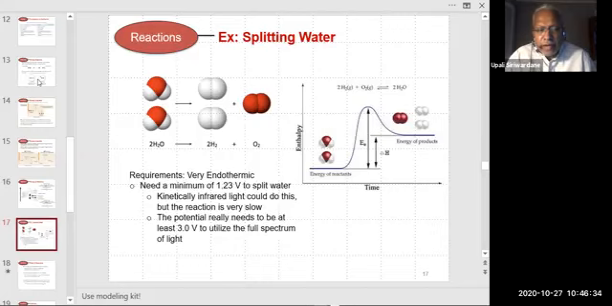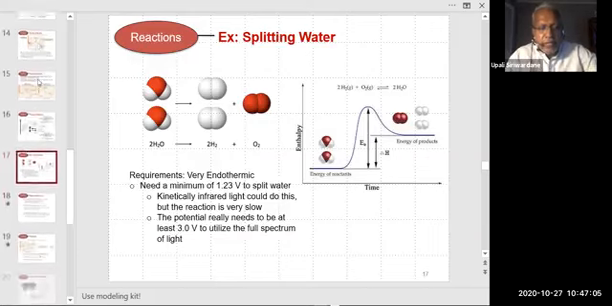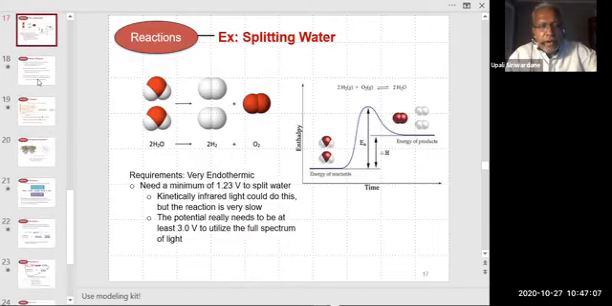However, the reaction rate is very slow at this voltage. The potential energy needs to be at least 3.0 volts to utilize the full spectrum of light. So infrared only won't do the work. This is the photo splitting of water using sunlight. So this is being studied right now for the production of hydrogen from water.